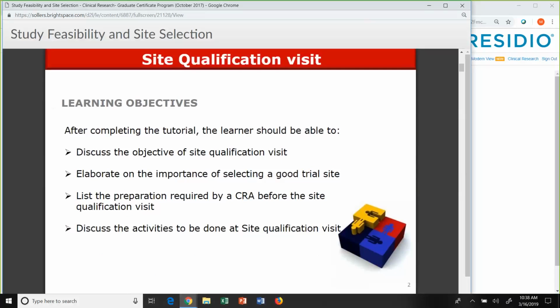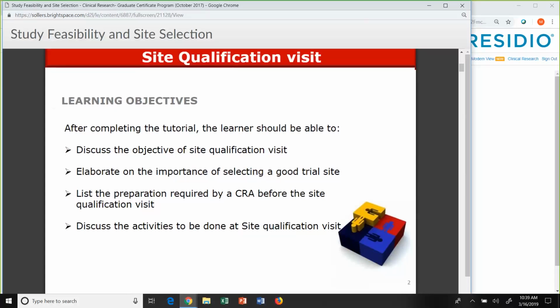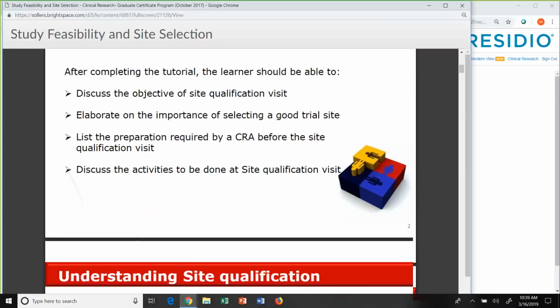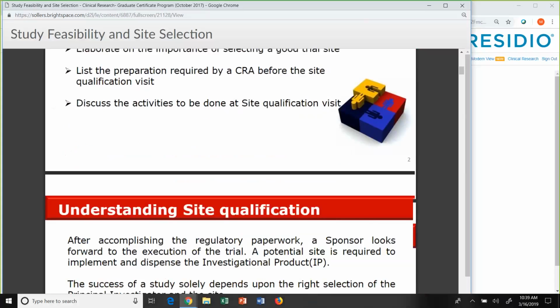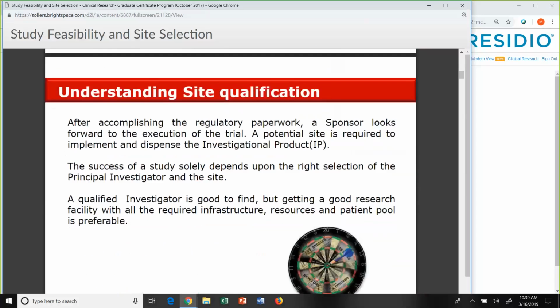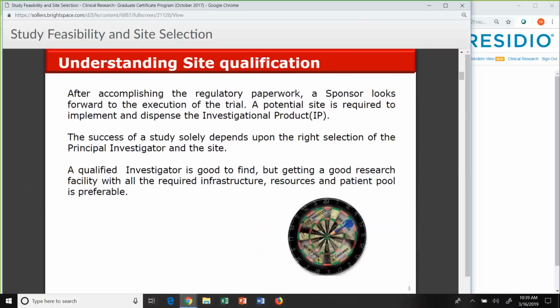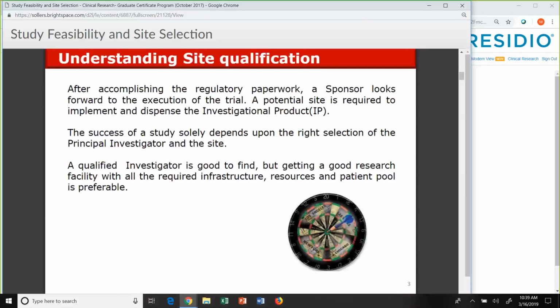We're also going to talk about the preparation required by the CRA before we conduct a pre-study site visit, and also talk about the activities that we're going to conduct while we're at site. Okay. Any questions so far? Any comments? Please feel free just to speak up or write something in the chat. I'll try and keep my eye on it the best I can.